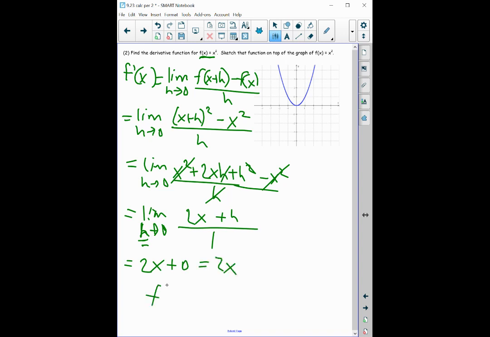So what that tells me is the derivative function is equal to 2x. So this function, this expression, will calculate the slope at any point along this parabola that I would like to find. So if I want to find f prime of 1 for x squared, all I have to do is plug in 1, and I would get a slope of 2. That means that looking at this point has a slope of 2. If I plug in 0, 2 times 0 is 0, and I end up with a 0 slope.